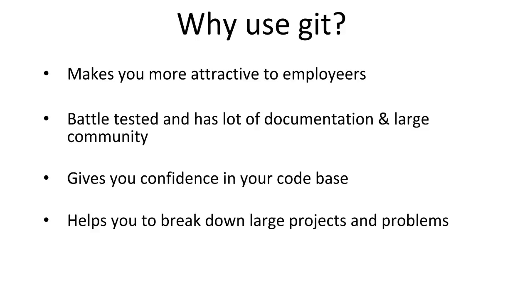Third, Git gives you confidence in your code base because you have the ability to easily undo mistakes, and you also have the flexibility to experiment and try new approaches in your code. And finally, Git makes it easier to break down complex problems. It takes some practice, but if done right, Git can make programming very enjoyable. When we learn about the power and flexibility of Git branching, you'll be able to take a big problem or a big project and break it down into more manageable pieces.